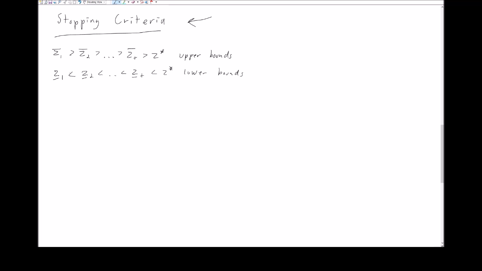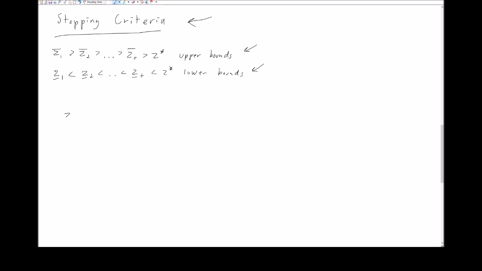That is, once we get a solution that's good enough, our algorithm can stop and we can output this solution. The main workhorse behind the stopping criteria are going to be these upper and lower bounds. And that's why we have an increasing sequence of lower bounds and a decreasing sequence of upper bounds. Let's see exactly how this is going to work.